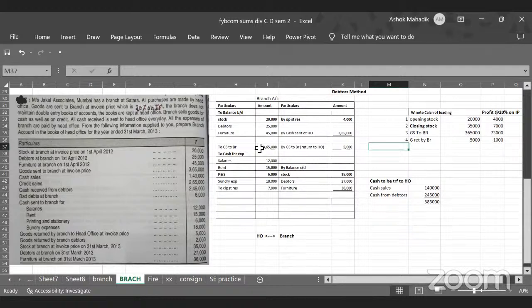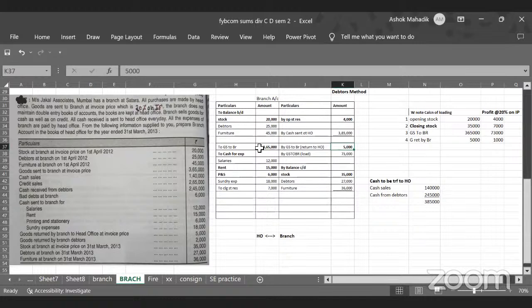Third item was goods sent to branch. It is appearing on the debit side. Okay, 365,000. So profit will be reversed on the opposite side. Okay, we'll write by goods sent to branch, the loading. Next, branch has returned goods 5,000 to HO.